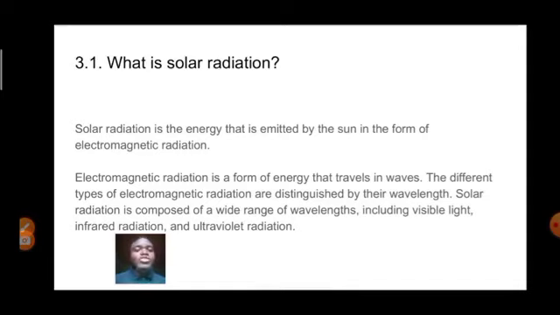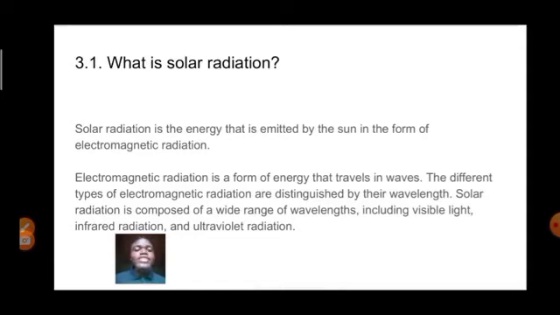So what is solar radiation? We say it is the energy that is emitted by the sun onto the Earth's surface in the form of electromagnetic waves. Electromagnetic radiation, you should understand, is a form of energy that travels in waves. Yes, any form of energy that travels in waves is an electromagnetic radiation, and solar energy is a typical example.